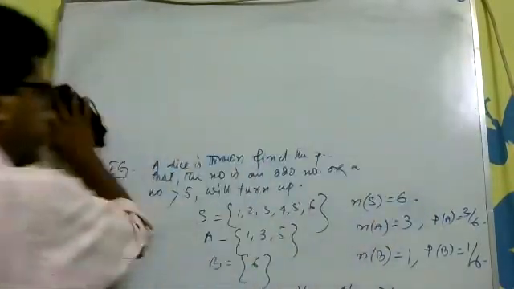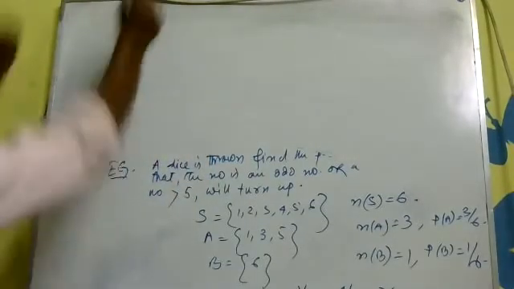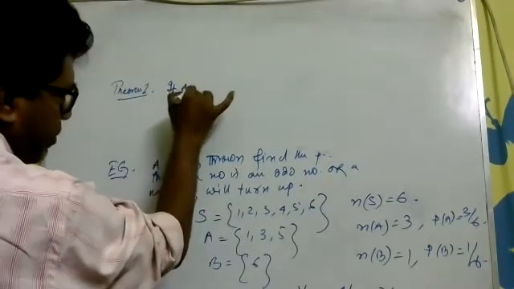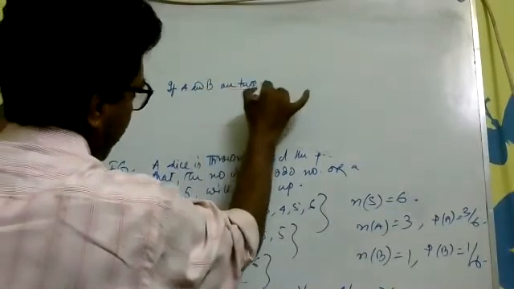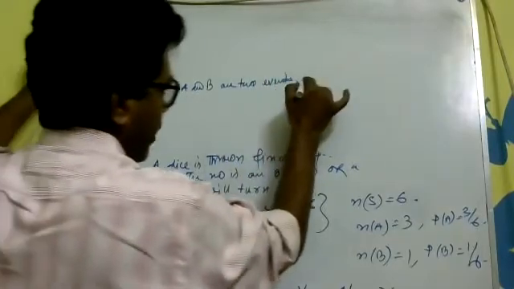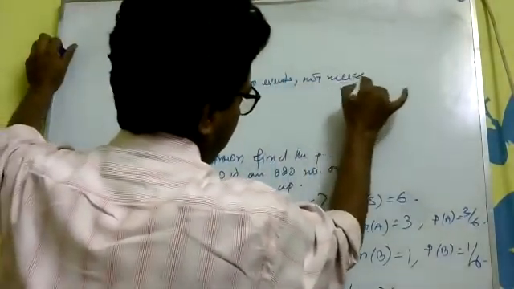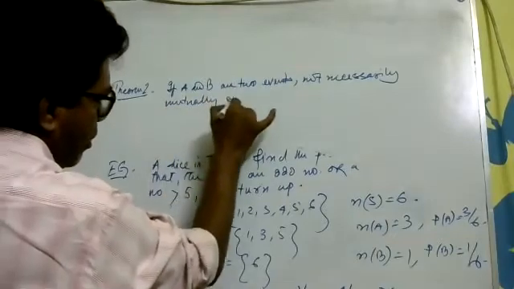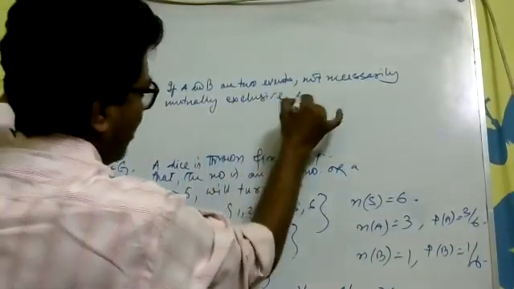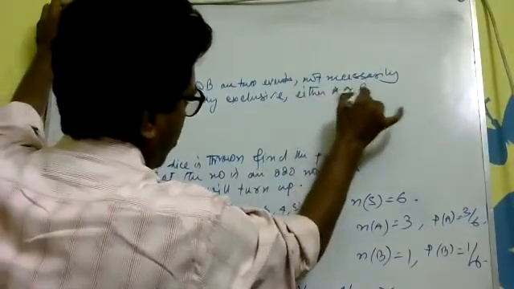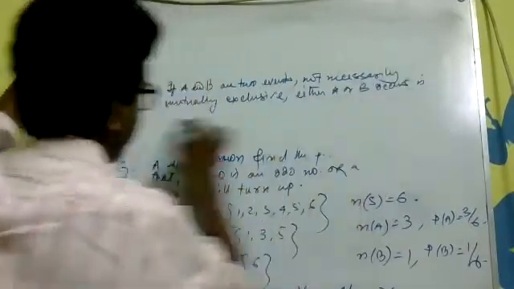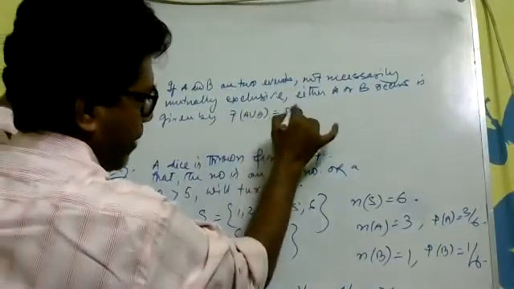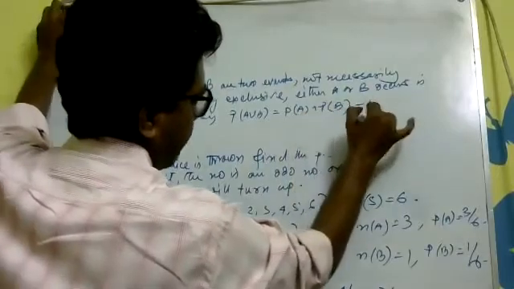Next theorem. Theorem number 2. If A and B are two events, not necessarily mutually exclusive, then the probability that either A or B occurs is given by P(A union B) is equal to P(A) plus P(B) minus P(A intersection B).